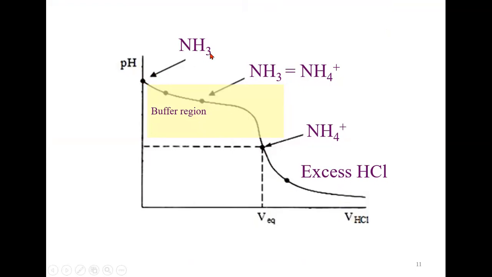So I start off with NH3 as my initial point, and in my buffer region at half equivalence, I will have equal amounts of ammonia and ammonium, which is going to be produced. At equivalence, all of the ammonia is converted to NH4+, and after equivalence, I have both the NH4+ and the HCl, but the HCl is in excess.